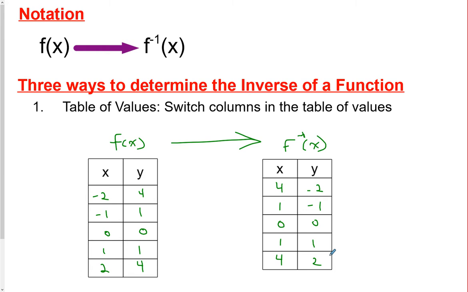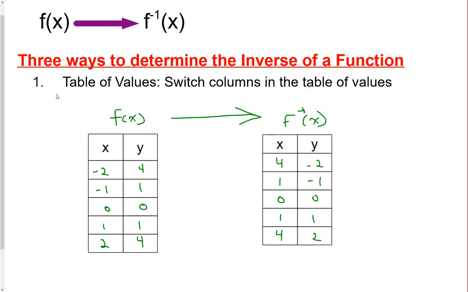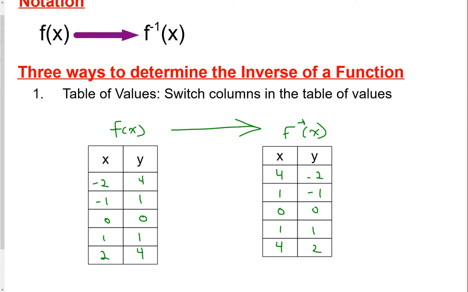So if I have a table of values, I flip the x and y values, that allows me to graph my new function. That'll give me the inverse function. So that's way number one. With a table of values, you switch the columns in the table of values. Method number one.